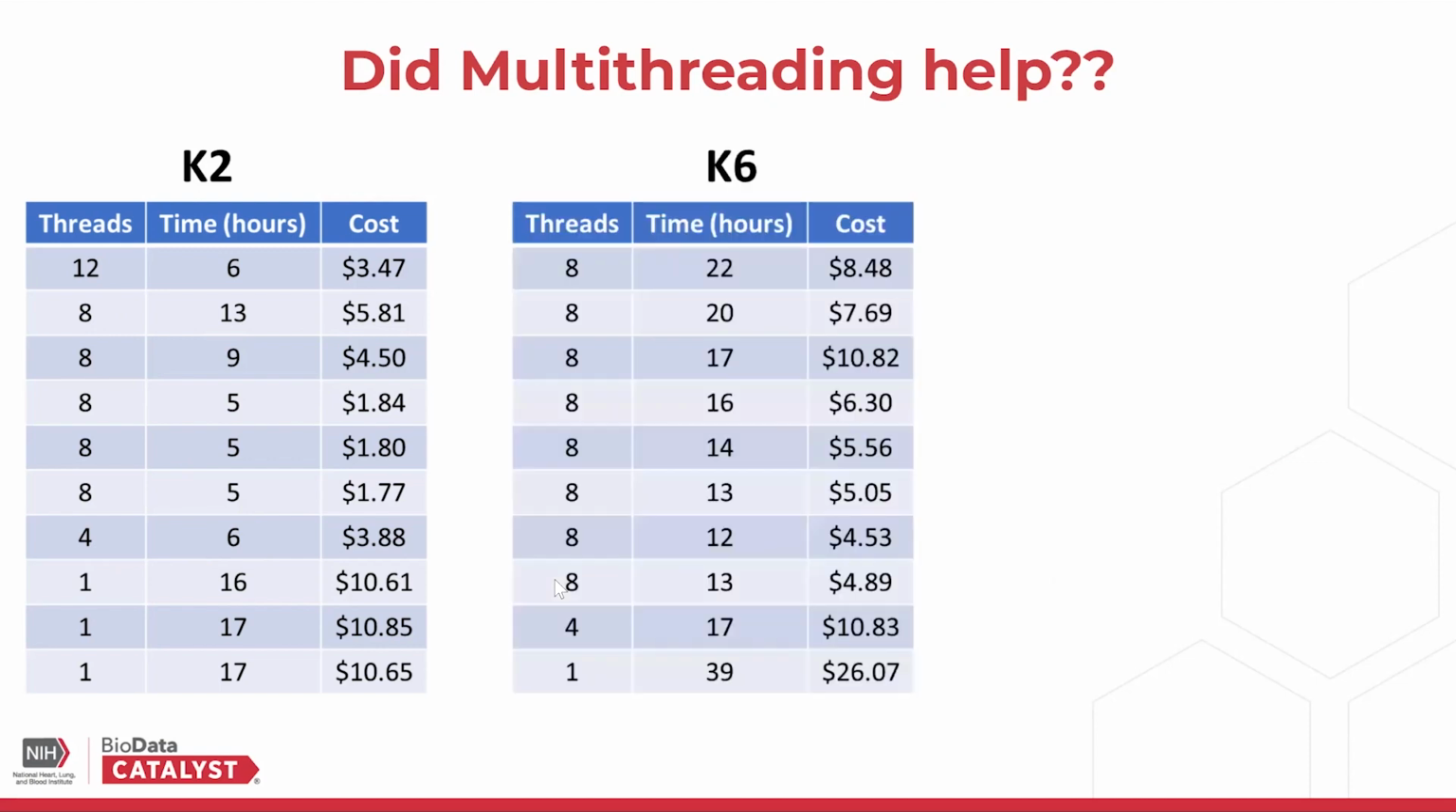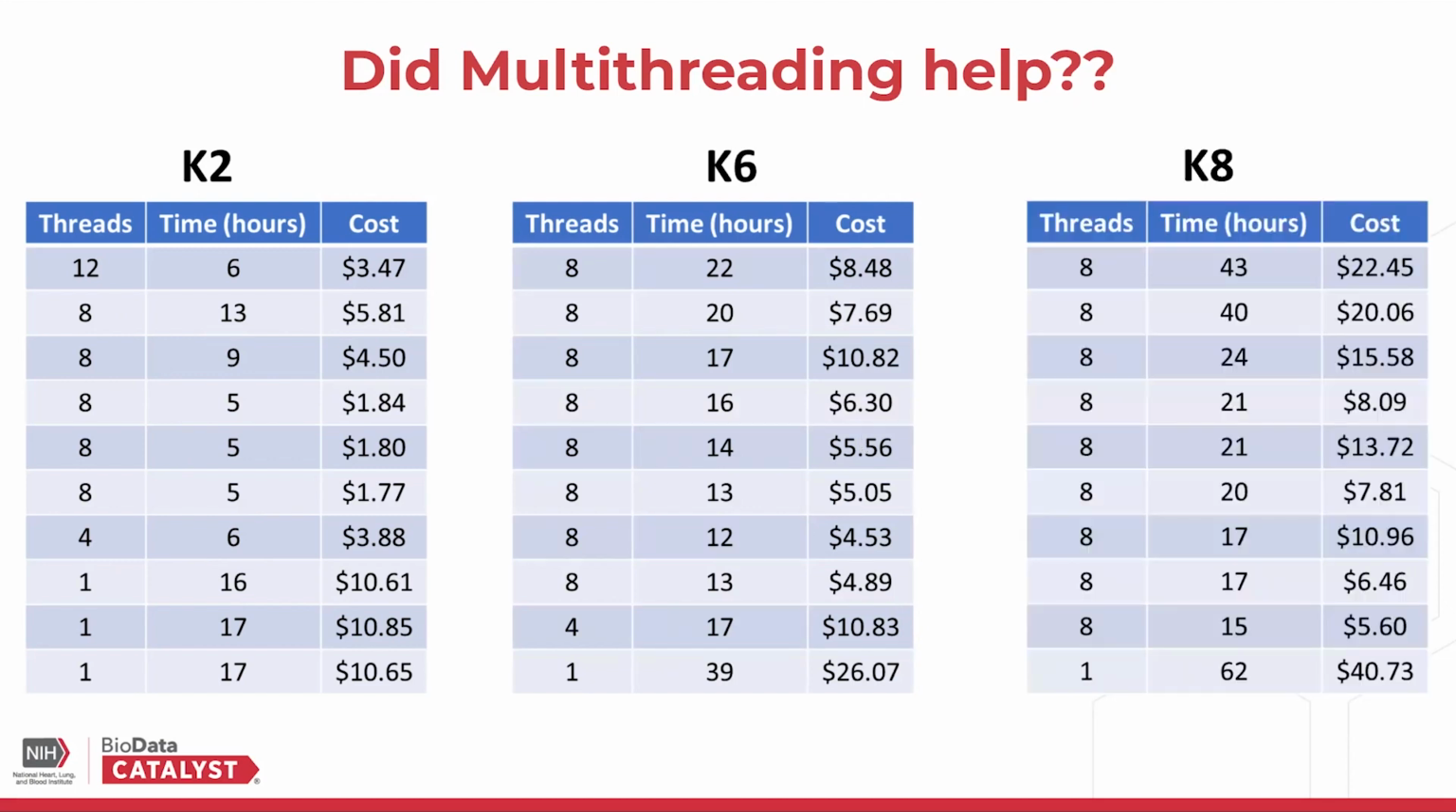When I go up to K of 6, I see a similar thing. With one single thread, it was $26, but now I can get it down, if the spot instance doesn't restart the job, to about $5. And so it's a clear cost savings by running with the multi-threaded mode.